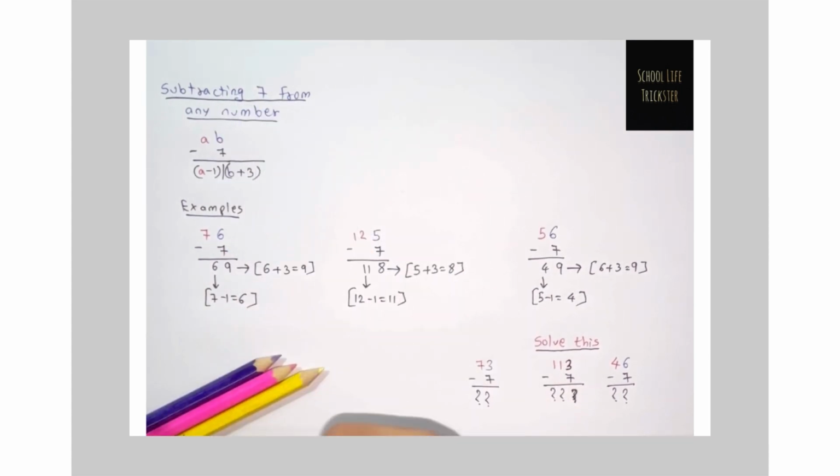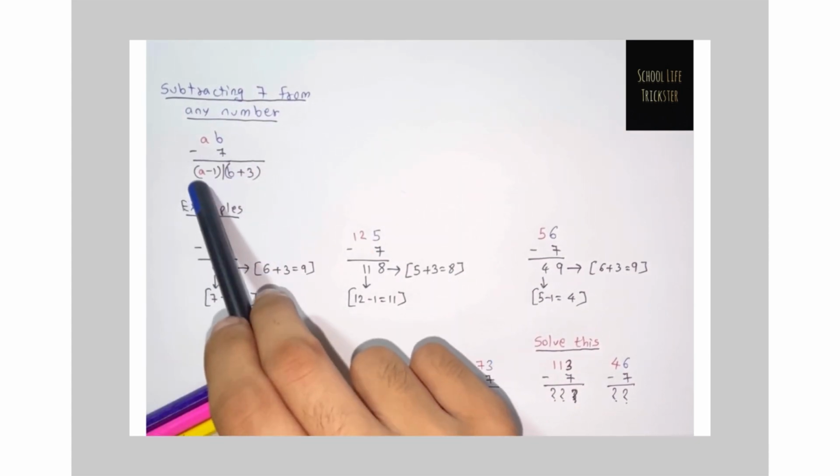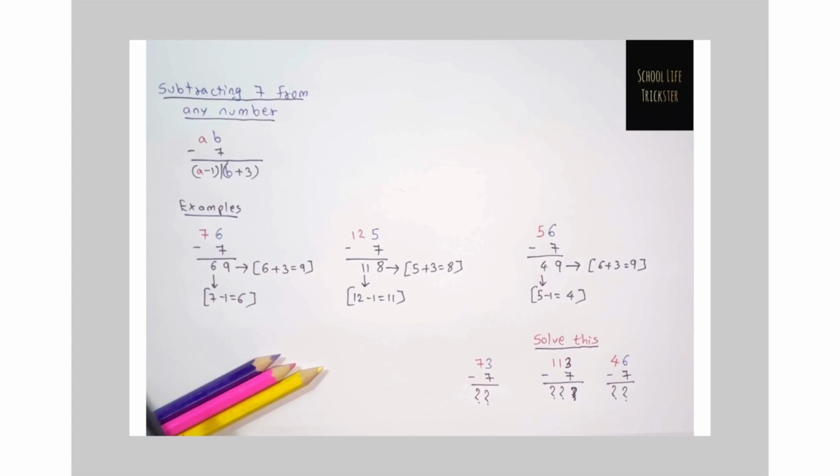Subtracting 7 from any number. AB minus 7, that is A minus 1 and B plus 3. Examples. 76 minus 7, the answer is 69. That is 6 plus 3 is 9 and 7 minus 1 is 6, that is 69. 125 minus 7 is 118. That is 5 plus 3 is 8 and 12 minus 1 is 11. Over here 56 minus 7 is 49. That is 6 plus 3 equals 9 and 5 minus 1 is 4. Solve this.